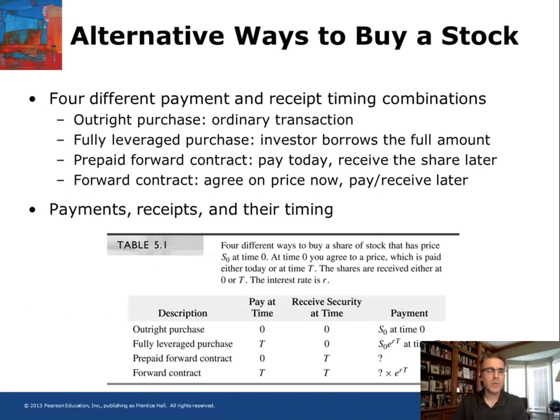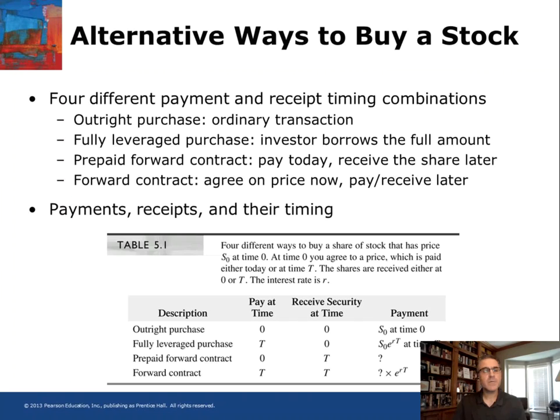So we've talked about 2 different ways to buy a stock. Either just buy it, or buy a forward contract that allows you to buy the stock for a specified price at a specified future time. If you buy the stock outright, you pay at time 0 and you receive the stock at time 0. If you buy a forward, you pay at some future time t and you receive the stock at that future time t. Can we mix these payment and receipt timings up? Well, it turns out that we can.